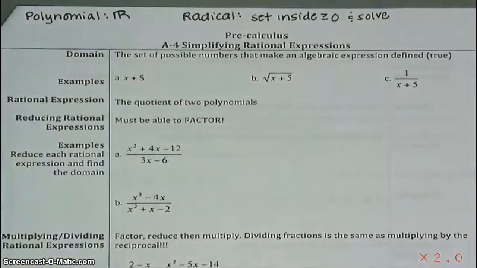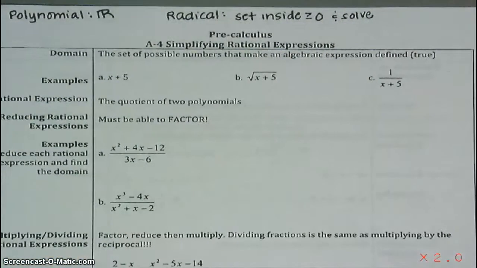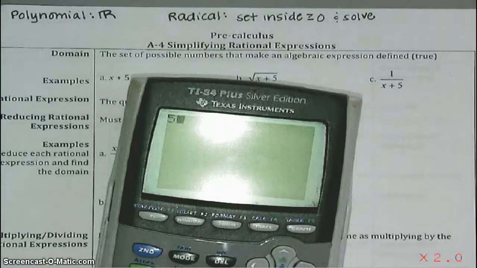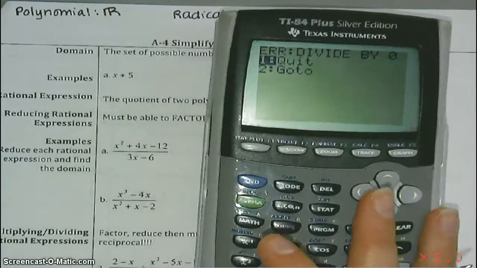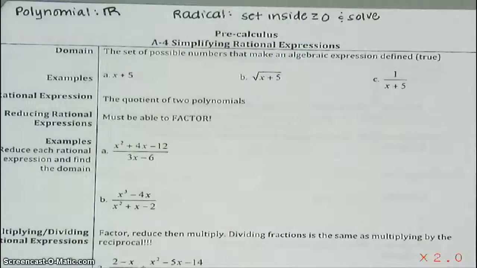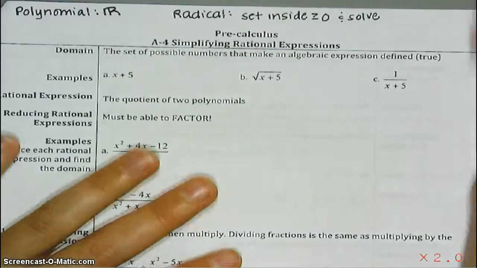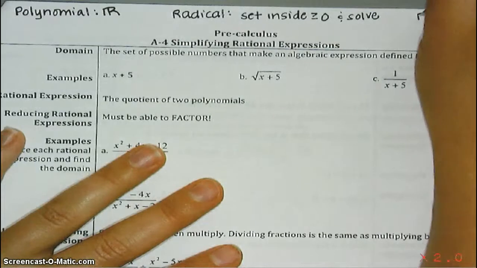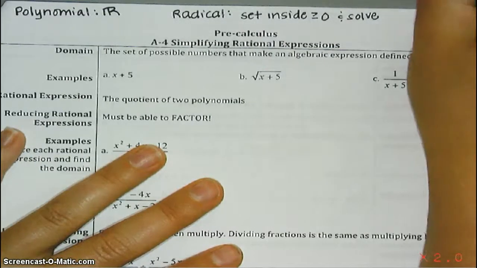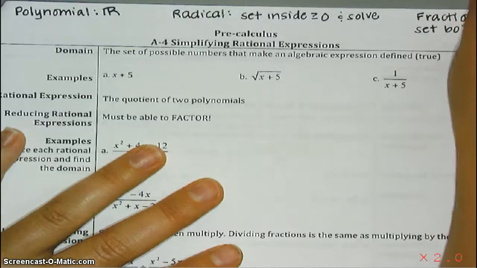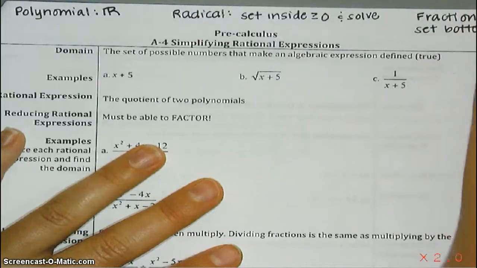Okay. The last one is a fraction, and if you remember from maybe two sections ago, we were talking about properties of fractions. If you try to divide anything by 0, you're going to get an error that says divide by 0. You cannot divide by 0. So if you wanted to find the domain restrictions of a fraction, what you can do is set the bottom equal to 0 and solve.